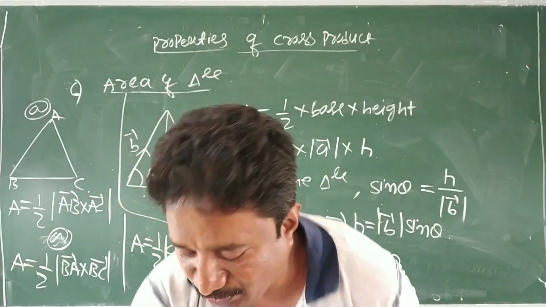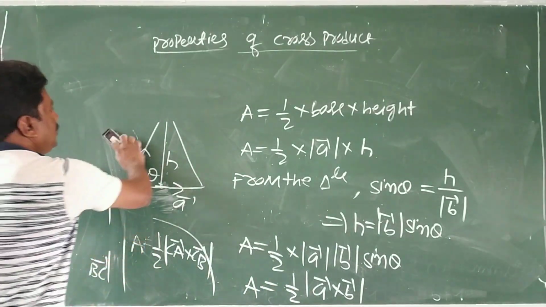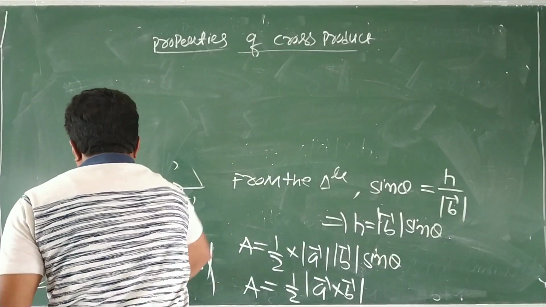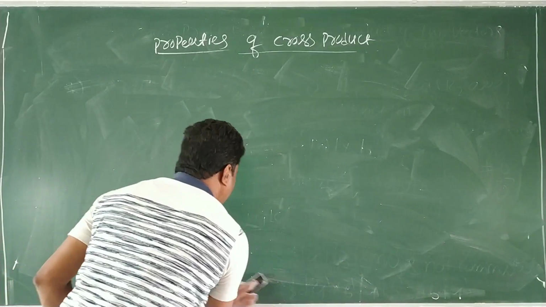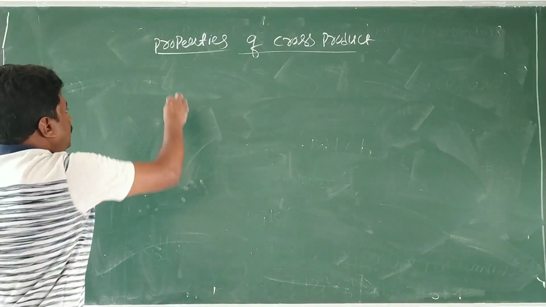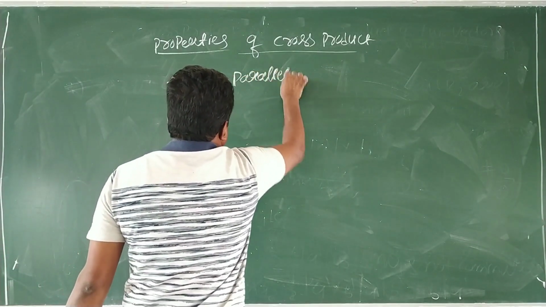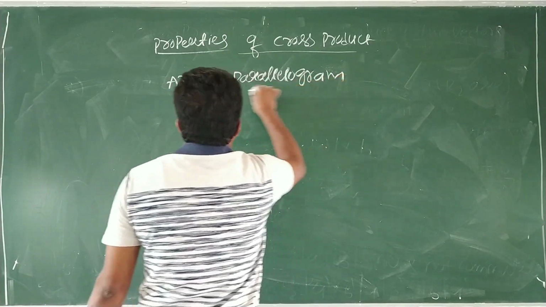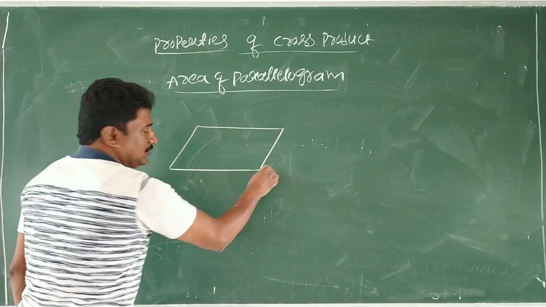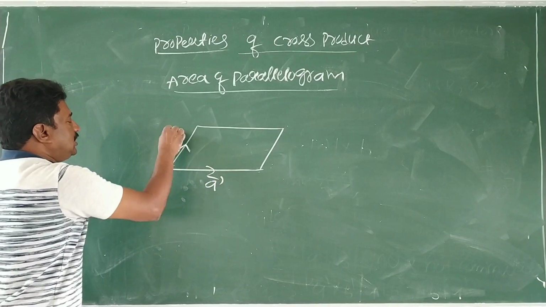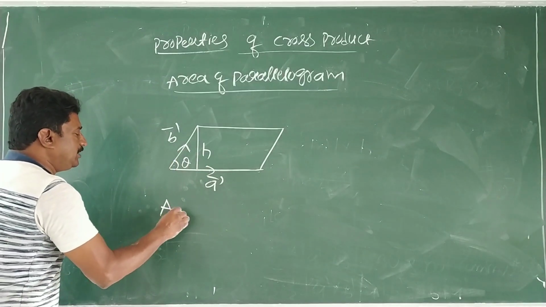Similarly, next property, students: area of the parallelogram. Almost a simple concept. Again, you take this as vector A, this as vector B, height h, angle theta. So what is the area of the parallelogram?